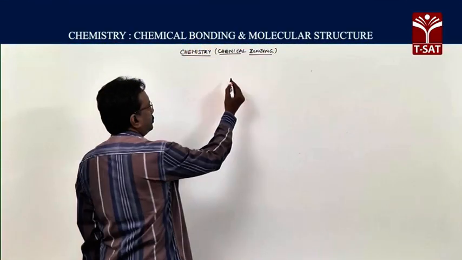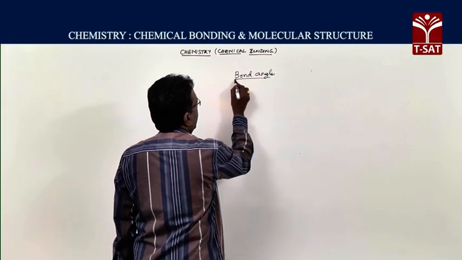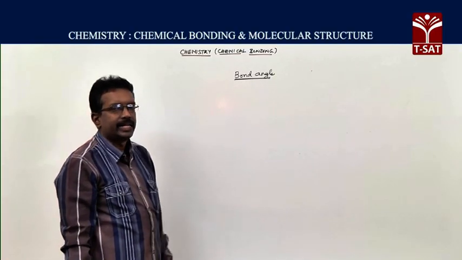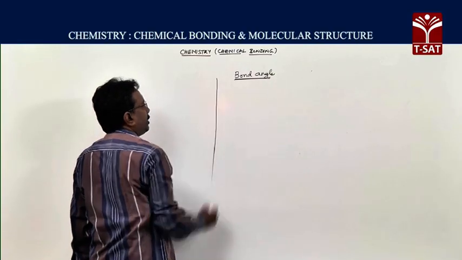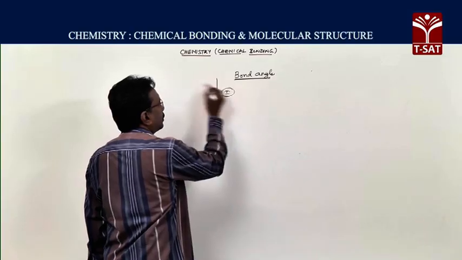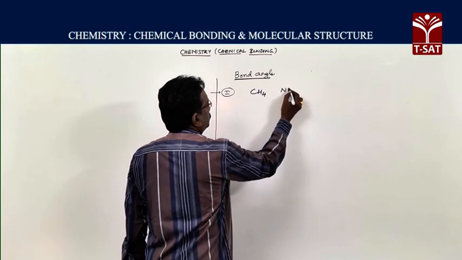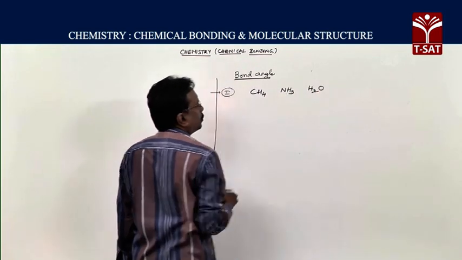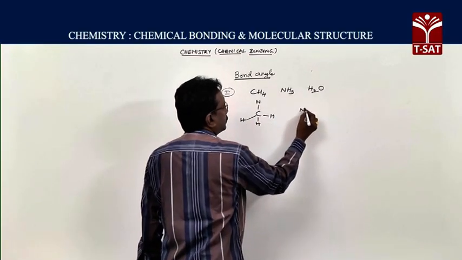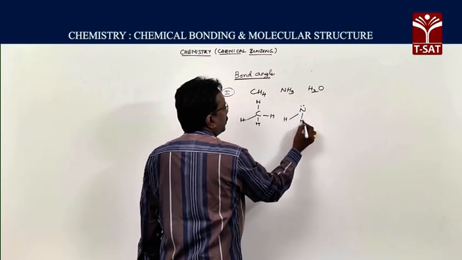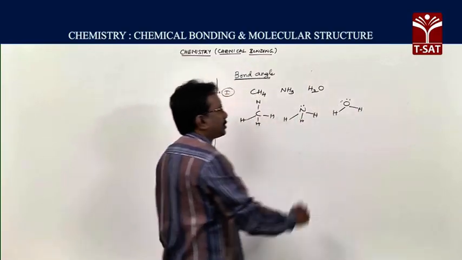Now let us move to one more parameter, bond angle. This bond angle indicates the angle between bonded orbitals. Now I am giving some important conclusions. The first one is CH4, NH3, H2O: tetrahedral without lone pair, pyramidal with one lone pair, bent with two lone pairs.